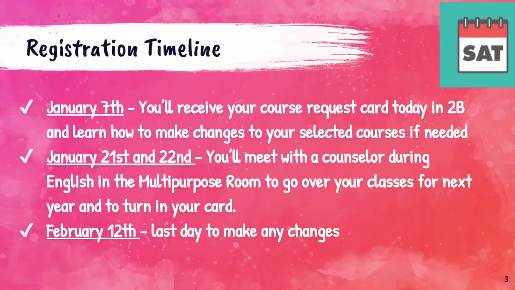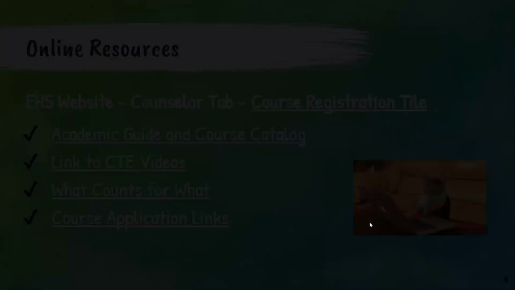So, registration timeline. January 7th is today. You're receiving your course card that you'll use to actually finalize your classes for next year. On January 21st and 22nd, you'll meet with your individual counselor to finalize your courses, ask any questions, and make sure that you are signed up for the things that you need and for classes that you're allowed to take. And then your final deadline to make any changes to these requests is going to be February 12th.